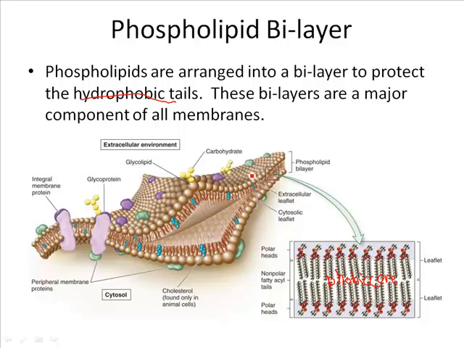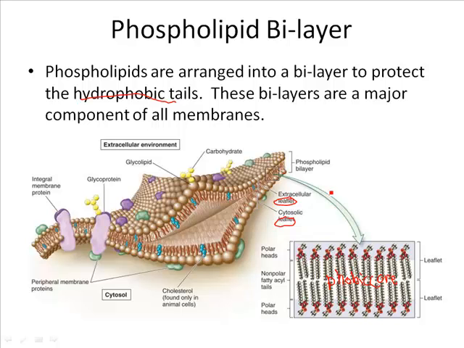Now we really have 2 leaflets. Each layer is called a leaflet. And this is very important. Each layer is going to be constructed differently. We have an extracellular leaflet or layer. We have a cytosolic leaflet or layer.